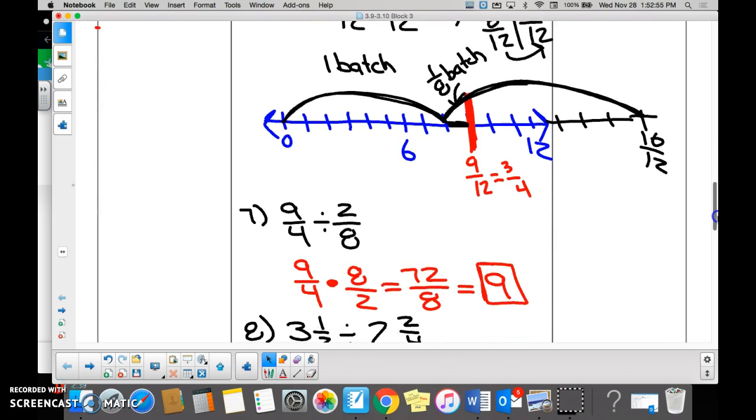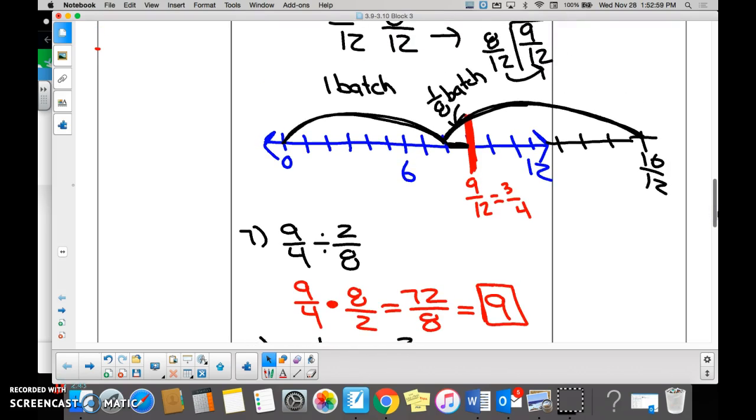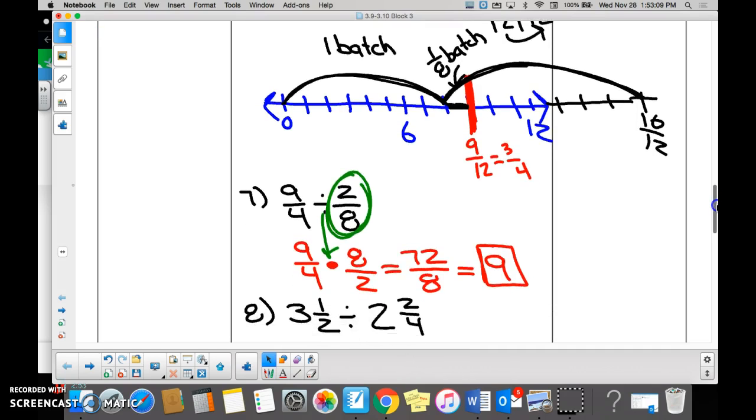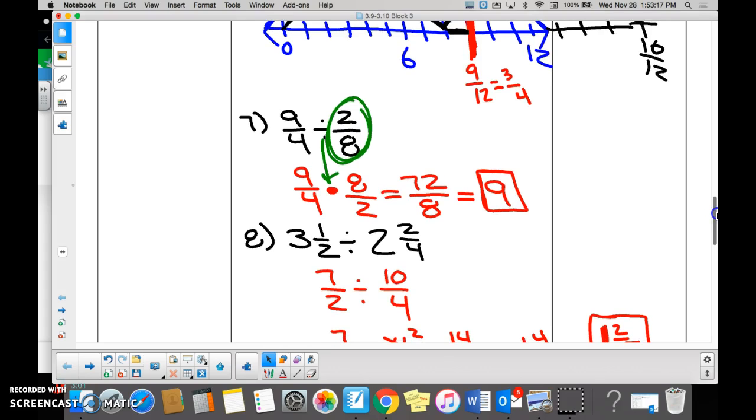Number 7. Using our cheat, 9/4 divided by 2/8. This is the second fraction, so we do what to it? Flip it. And the division sign becomes a? Multiplication. Number 8 is very similar, except for what do we have to do before we flip the second fraction? Raise your hand. Riley. Turn them into mixed numbers, right? Or improper fractions, thank you.